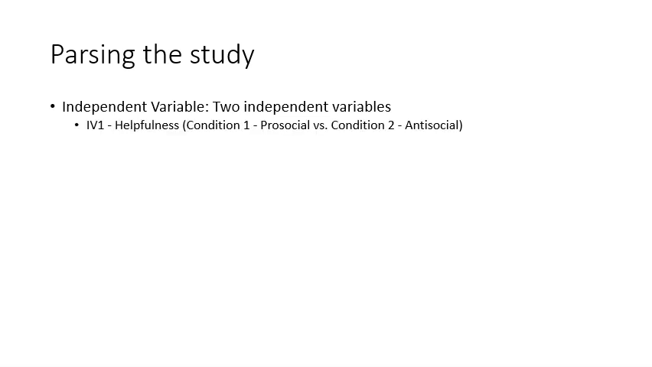This slide shows the primary thing you'll be asked to do as you read through experiment 2, which is to parse the study. First off, let's identify the independent variable. In this case, I think there are 2 independent variables. First, independent variable 1, we had helpfulness. Condition 1, the pro-social puppet, versus condition 2, the antisocial puppet.